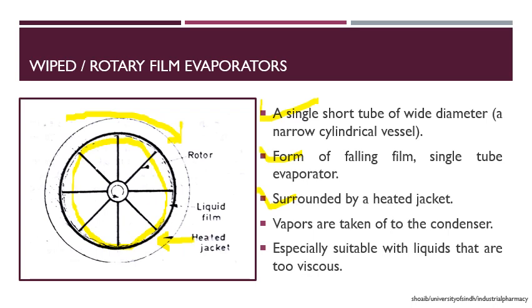The vapors are taken off to the condenser, as we have already said, and it is especially suitable for liquids that are too viscous. As the drum is rotating or revolving, the viscous liquid will form a thin layer onto the drum, and it will slowly evaporate and be concentrated.